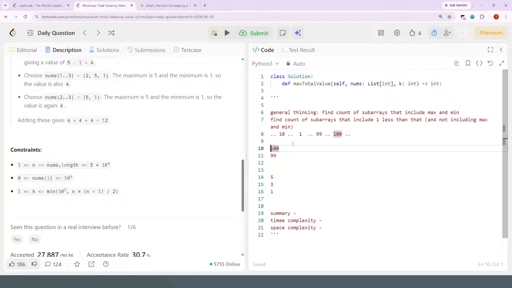Or 99, well, 100 to the 3. So for each number, what I'm trying to get would be the range that it extends as the low value and the range that it extends as the high value.